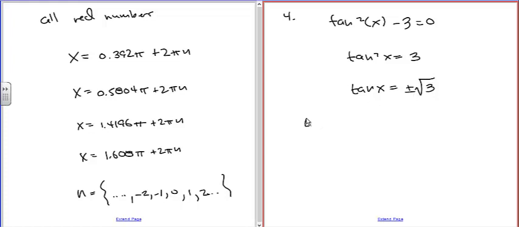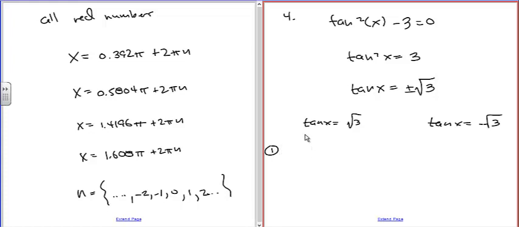So there's two solutions here. Tangent of x equals the square root of 3. Tangent of x equals negative square root of 3. So I'm going to do it by calculator here.